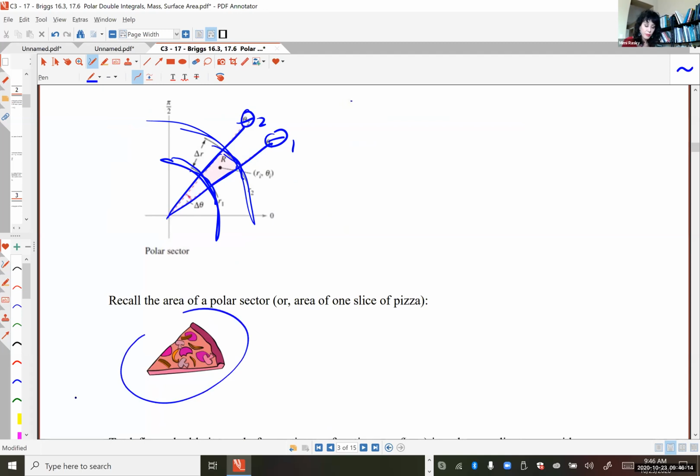Here's a polar sector, a pizza slice. You guys know how to get the area of a pizza slice? I know you know how to get the area of a whole circle. Does anybody know the formula for a pizza slice? I'll open it up. Pizza, anybody?